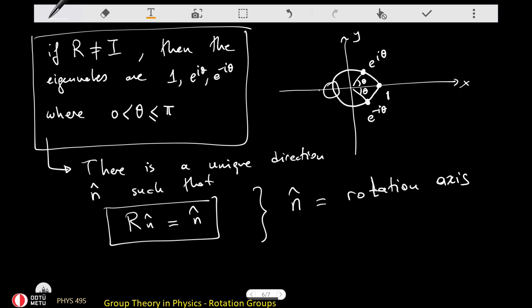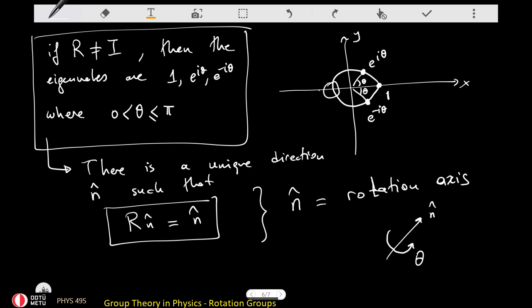We call this the rotation axis because this is a direction where under rotation it doesn't change. So n is a vector in 3 dimensions, and we will describe the rotation as a rotation around this vector by an angle theta. This theta also has this rotation angle meaning. As a result, the properties of the eigenvalues enable us to describe this. I'm going to say a few more things about the rotation axis.